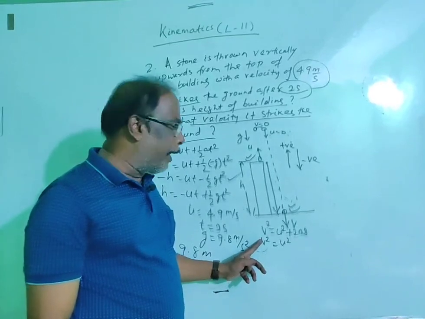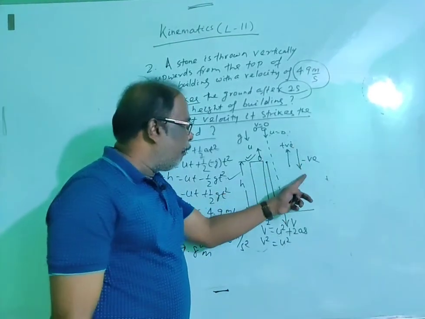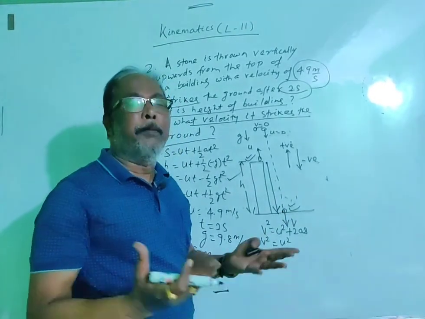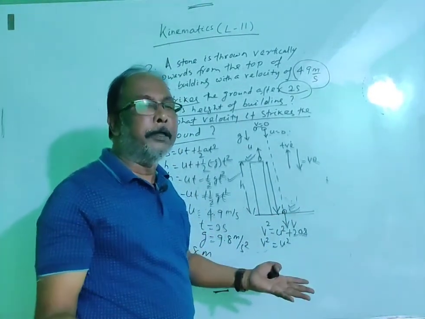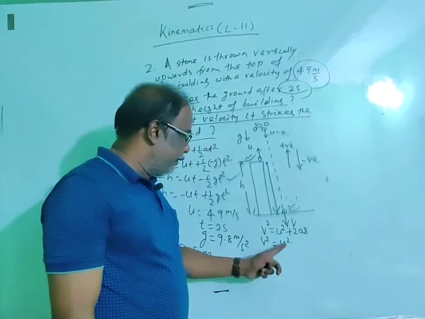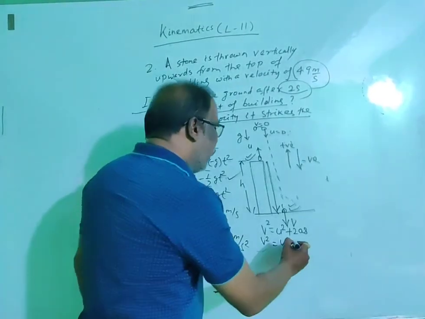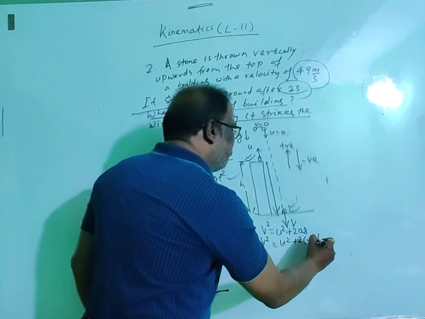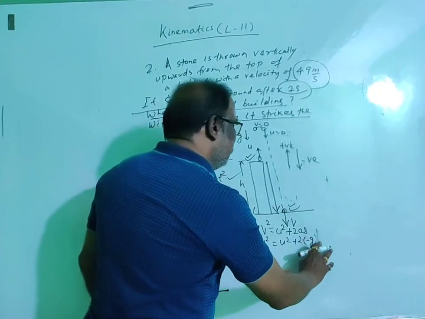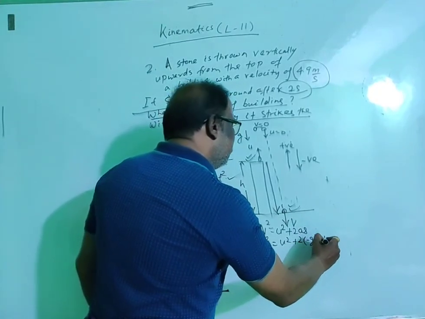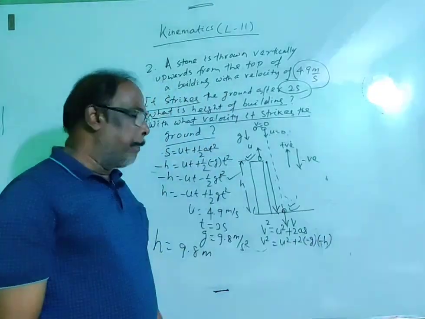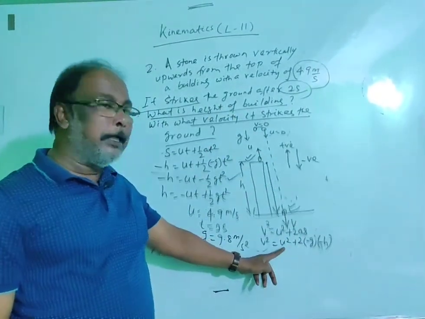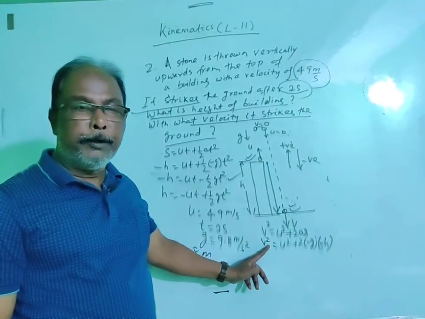If you are taking square, then downward direction is negative, no need to take negative. If you take minus v, then square of minus v is v square. Then u is positive, u square plus 2, in place of a minus g, in place of s we will take minus h, because upward direction is positive, downward direction is negative.